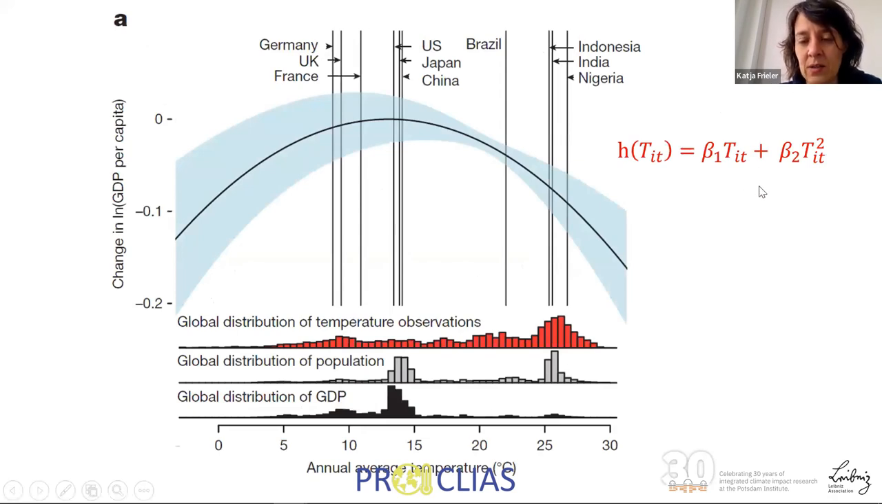Beta one and beta two were significantly different from zero, and you can see the resulting curve. What it means basically is that colder countries can still profit from additional warming with regard to GDP development, while warmer countries on the right hand side of this plot would see a loss due to additional warming. And this non-linear relationship was a very consistent feature they identified in their paper, and there are a lot of additional studies supporting that there is a temperature dependence of national GDP.